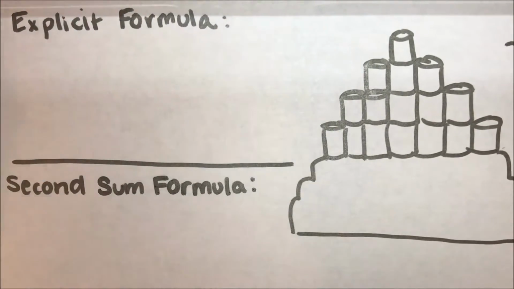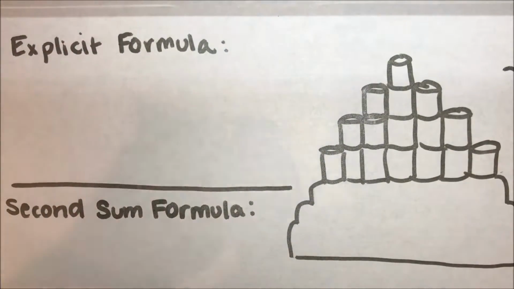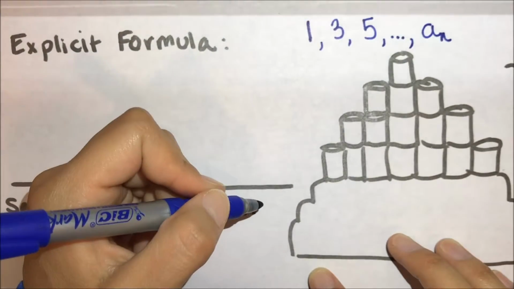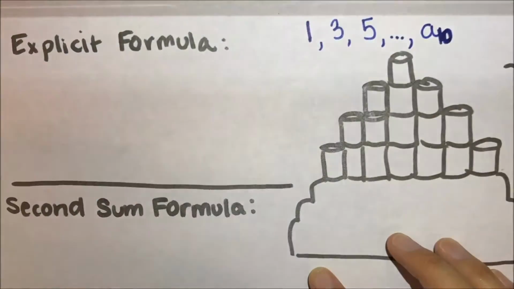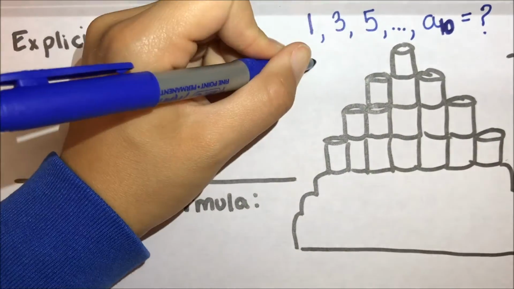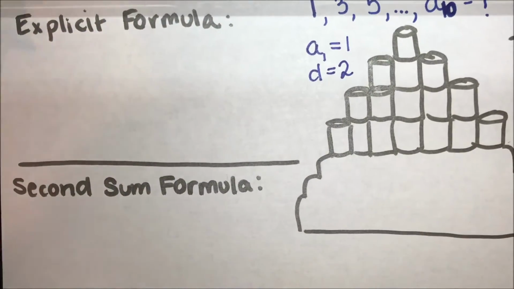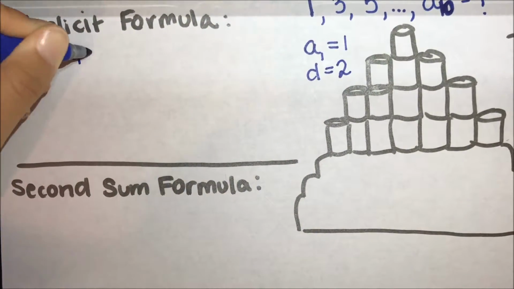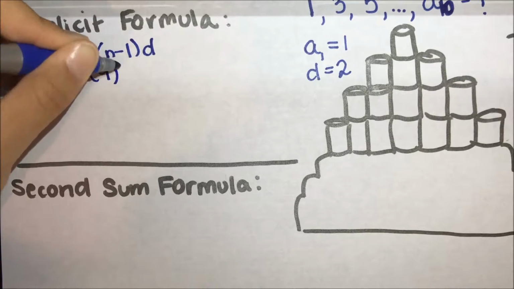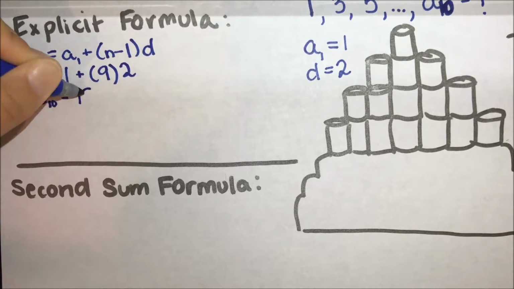So we know that the first row has 1 can, and the second row, if we add 2, has 3, and then so on and so forth. So eventually we get to a10 because we have 10 rows. So how many cans does this equal? Well, we know a1 is 1 and d equals 2 because that's the number we add. So if we use the explicit formula, we'll do a10 equals 1 plus 10 minus 1 times 2.